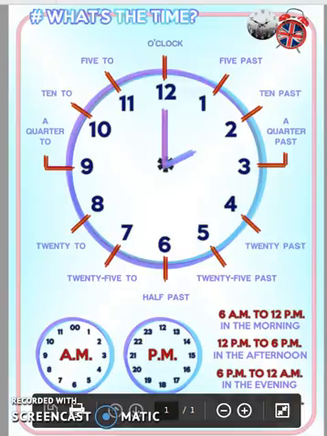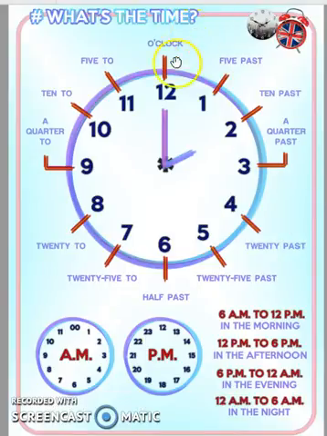Okay, so let's review one more time. This right here means that it is 2 o'clock. The minute hand is pointing at 12, so it is 2 o'clock. If the hour hand was pointing at 3, then you would say it's 3 o'clock. If it was pointing at 4, you would say it's 4 o'clock. Again, if it was pointing at 5, then you would say it's 5 o'clock. If it's pointing at 6, you would say 6 o'clock.